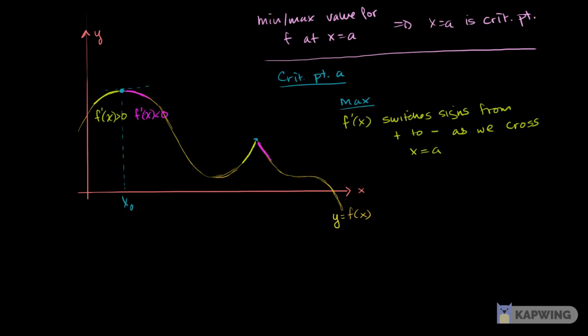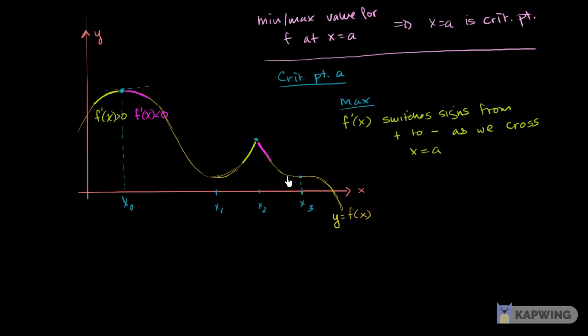Now let's make sure that this point right over here, which we identified in the last video as a critical point, and I think this was x0, this was x1, this was x2, so this is x3, doesn't somehow meet the criteria, because we see visually that this is not a maximum point.